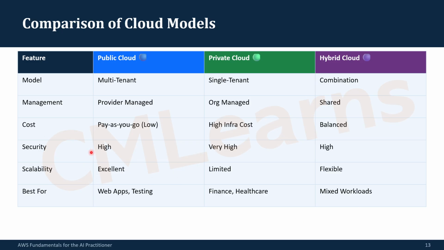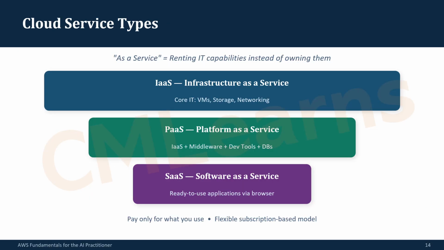And for security, private is much higher, and both the others are okay. For scalability, public is excellent, while private has limited scalability, because you can understand that it's a private cloud. And for flexibility, in the case of hybrid, it's extremely flexible. Public cloud is best for web apps and testing. Finance and healthcare have confidential information, so that's private cloud. And hybrid cloud is for mixed workloads and special organizations.